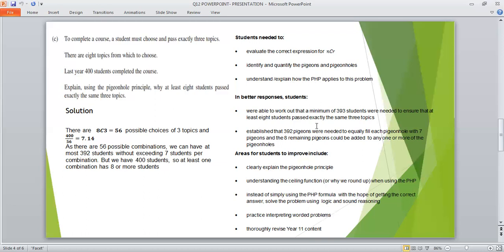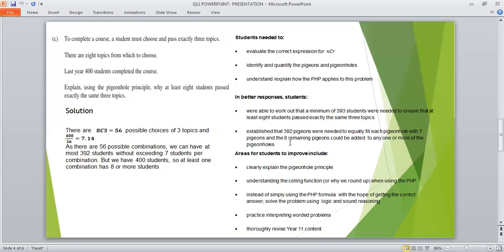In better responses, students were able to work out that a minimum of 393 students were needed to ensure that at least 8 students passed exactly the same 3 topics. Others established that 392 pigeons were needed to equally fill each of the pigeonholes with 7 pigeons, and the remaining 8, to make it 400, as the question asks, could be added to any one or more of the pigeonholes. So their interpretation of the problem was actually well documented and well articulated.